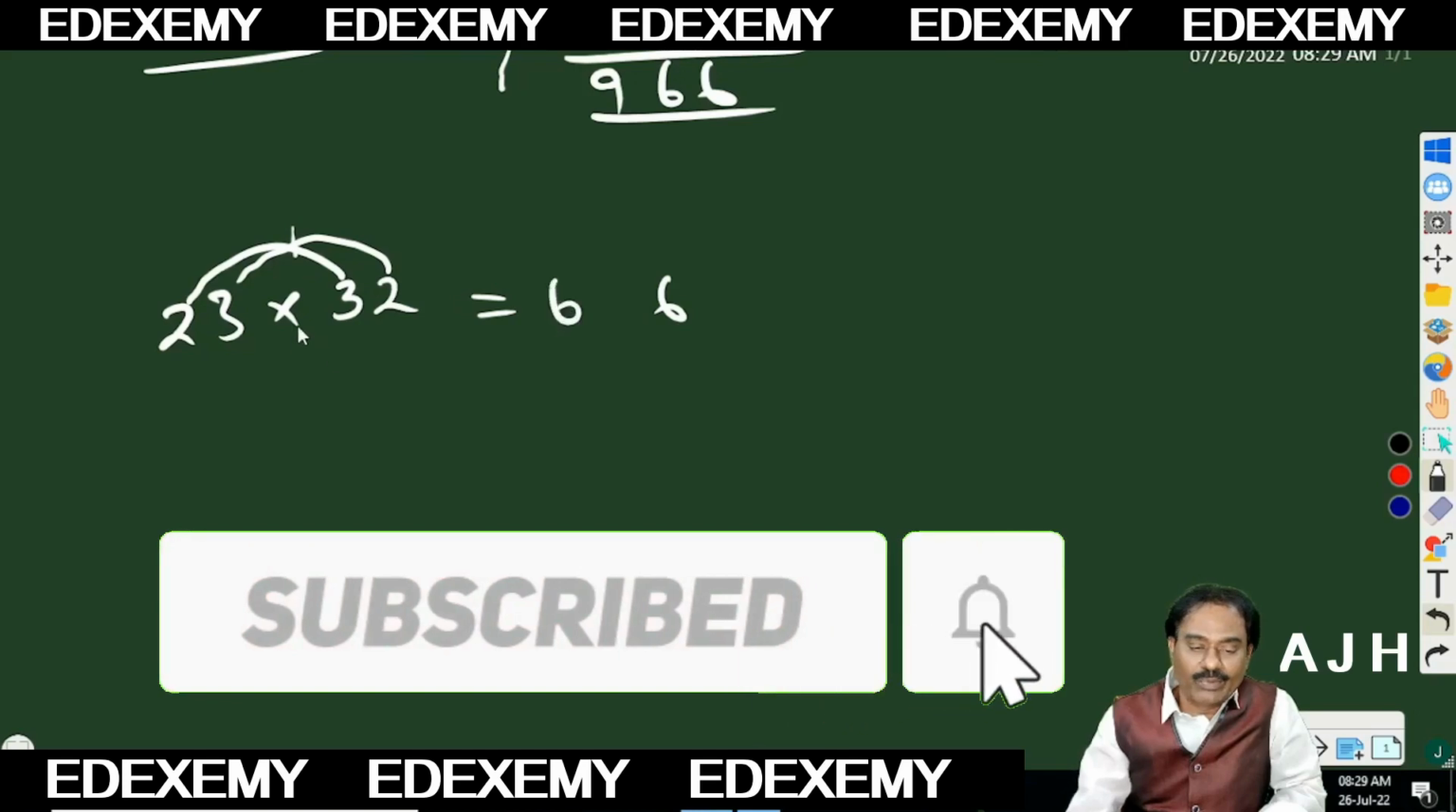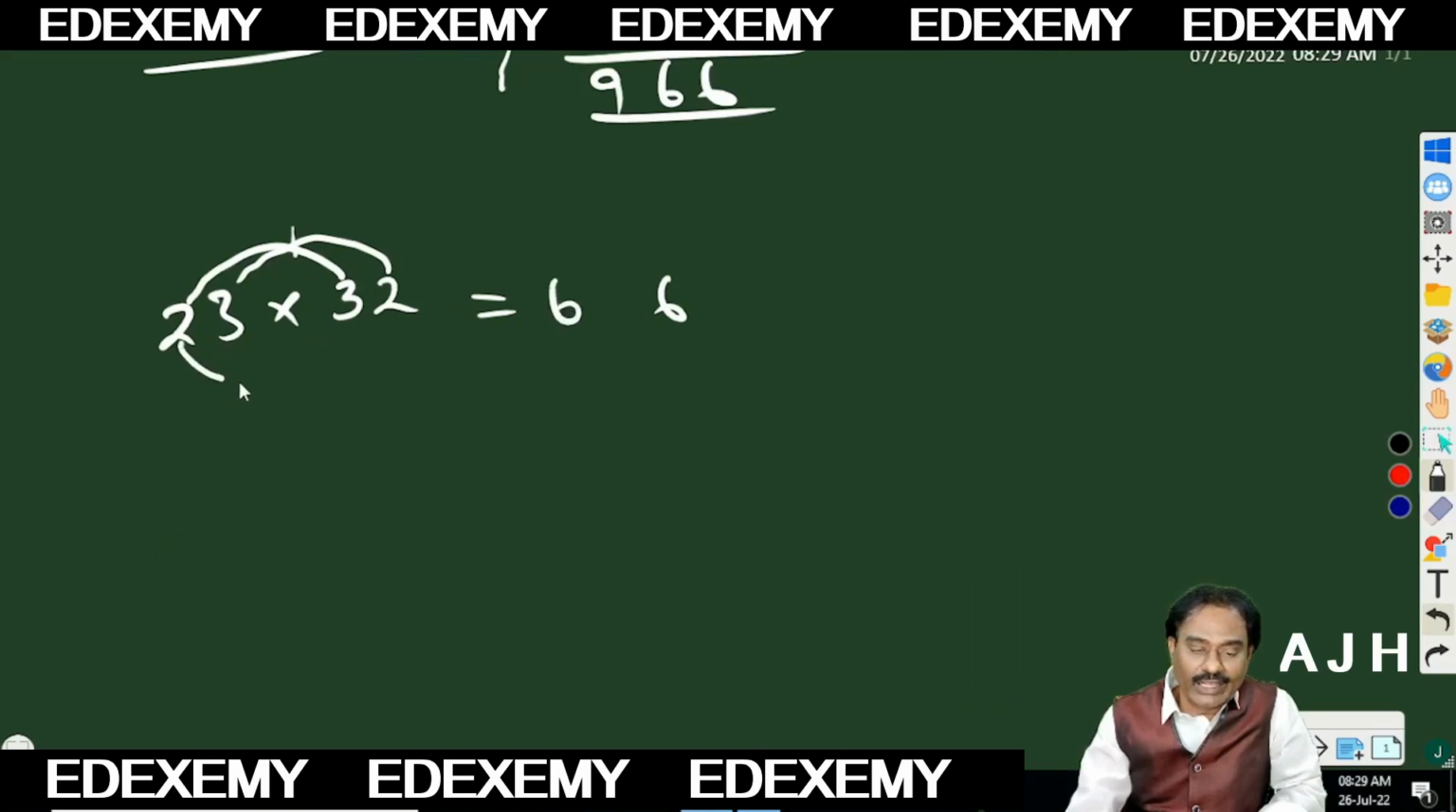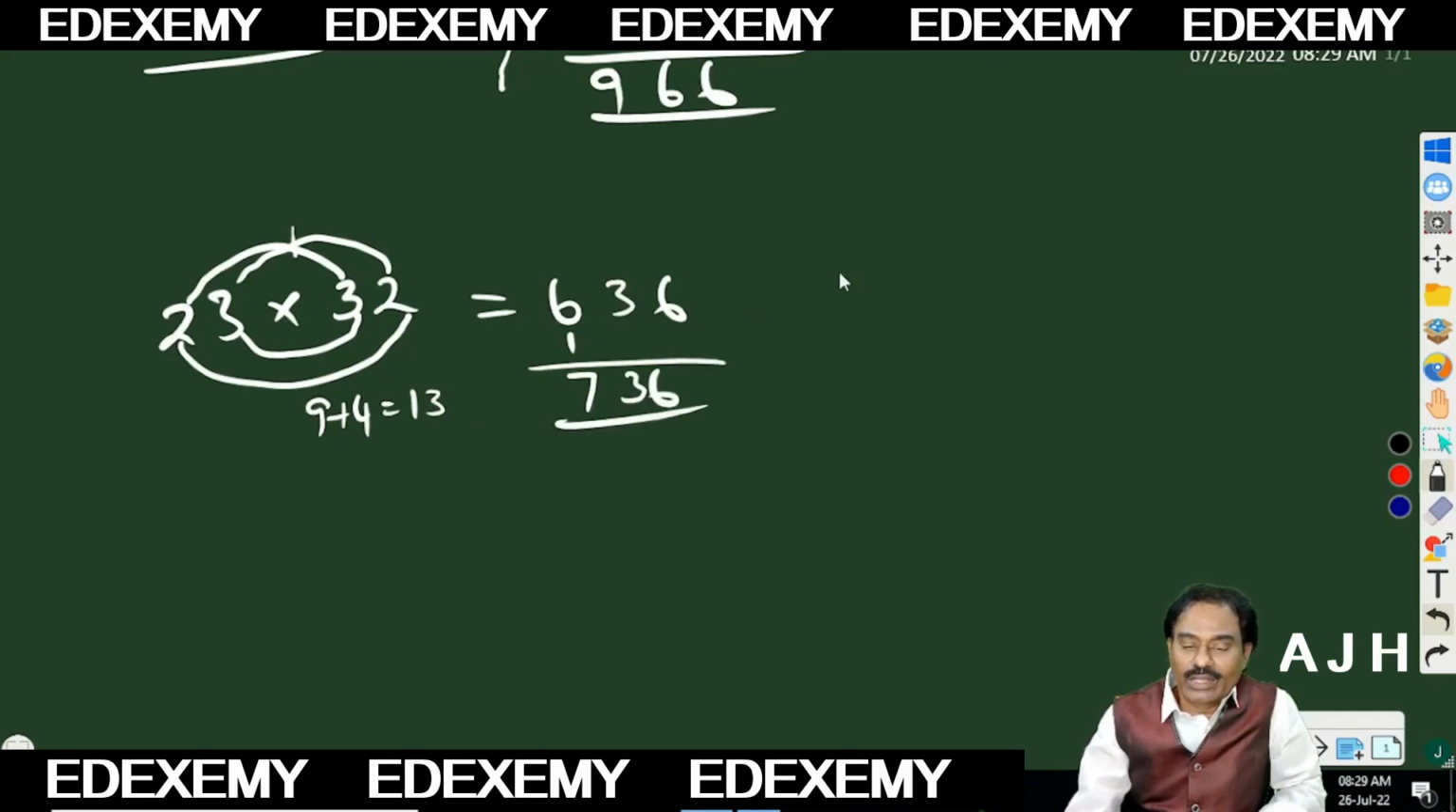Now what will be the middle value? 2 into 2 plus 3 into 3. 2 into 2 is 4. 3 into 3 is 9. 9 plus 4 is 13. You put 3 here and 1 you add to this 6. 736 is the answer. Very quick, you know. You have to do all these things mentally and try to find the value.